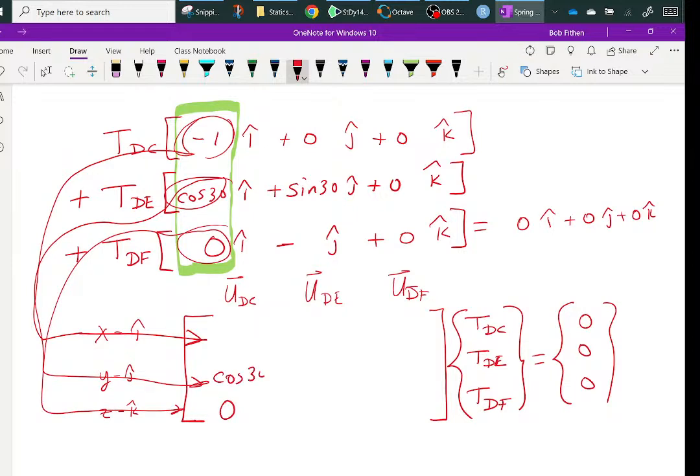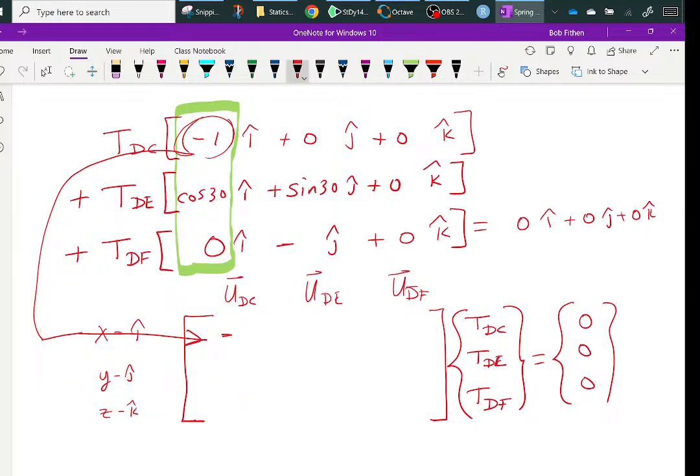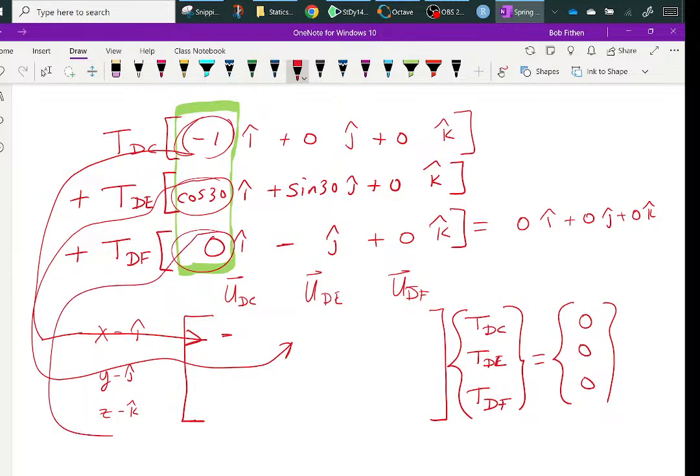Cosine 30. Oh, wait a minute. Sorry. So I've goofed this up backwards. Okay, hang on. That's not where these two should go. This should go there. This one should go here. And this one should go here. Okay, I didn't finish that. Cosine 30 and then 0.